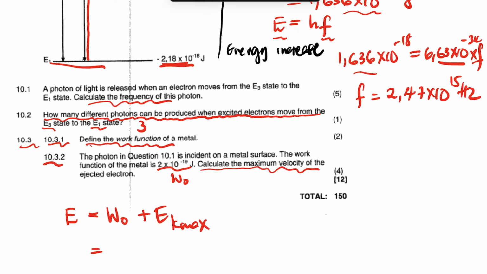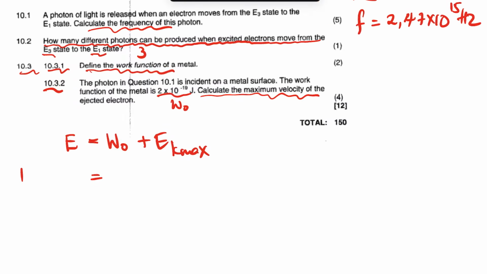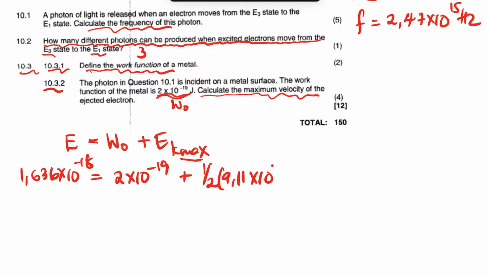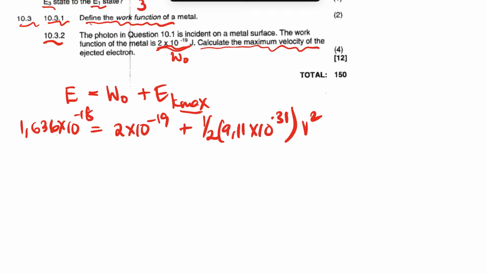The energy is 1,633 times 10 to the power negative 18, and the work function we're given there is 2 times 10 to the power negative 19, plus the kinetic energy, which we are not given. We want the velocity. The mass is 9.11 times 10 to the power negative 31. So when we take that to that side, divide, and put the square root there, the answer is going to be 1,78 times 10 to the power 6 meters per second, which is the speed of the ejected electrons.